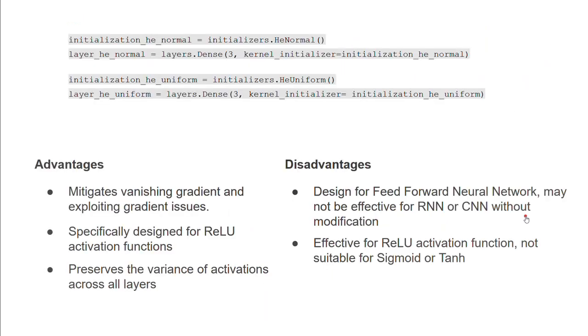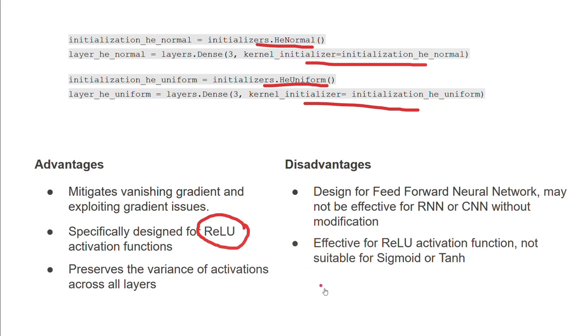Okay, so here is how it's being initialized. You see normal here, uniform. Okay, so what is the advantage there? It avoids the vanishing gradient issue and exploding gradient issue. Okay, and this is specifically designed for the ReLU activation function, and it preserves the variance of the activations across all layers, similar to Xavier and Glorot.